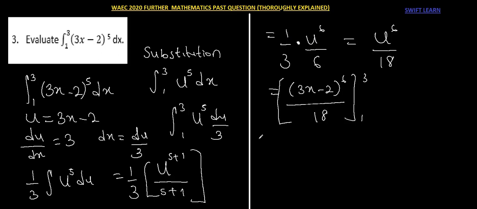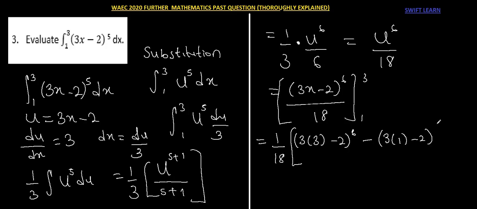So the simple thing to do is just wherever you see x, put 3 and you put 1. So I'll put this 1 over 18 out here to avoid disturbance. Then first thing, wherever I see x, I'm putting my 3. I'll put my 3, rather 6 here, minus, there must be a minus sign. So if I want to use the second one, I must first put minus 1 minus 2 raised to the power of what? 6.